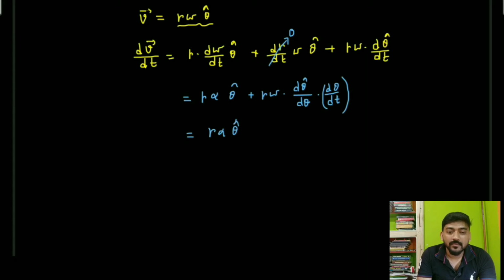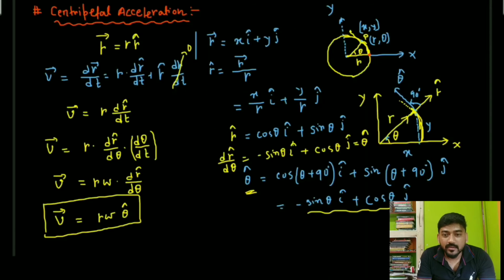Now this d theta by dt is omega, so you will get r alpha into theta cap plus r omega into, this d theta by dt is also omega, so omega into omega will be omega square, and this d theta cap by d theta, what will this be? Let me find d theta cap by d theta. So let me go to the previous page. Here we have theta cap, which is minus sin theta i plus cos theta j. So you have to find out now d theta cap upon d theta.